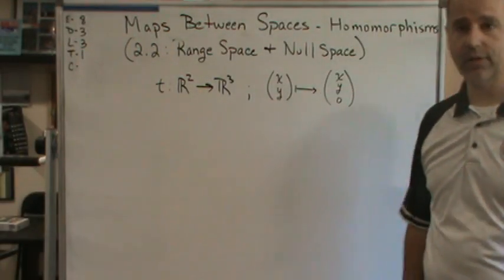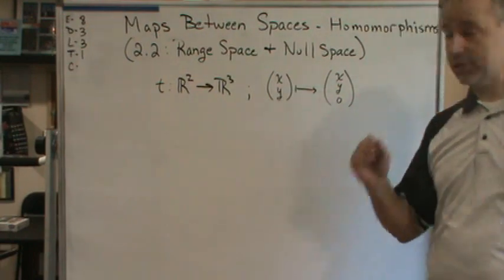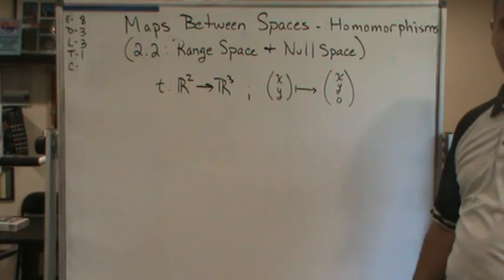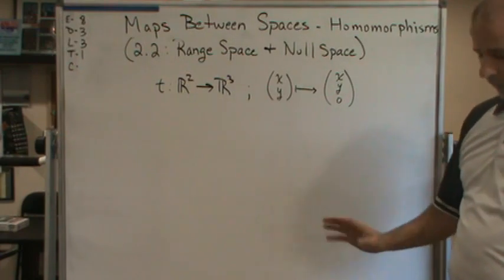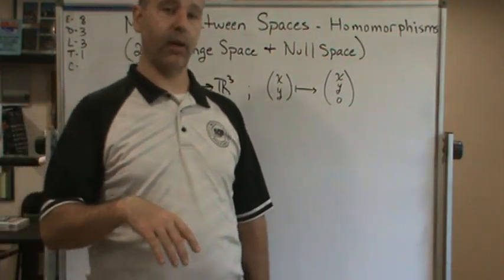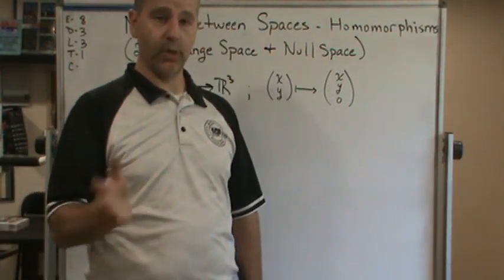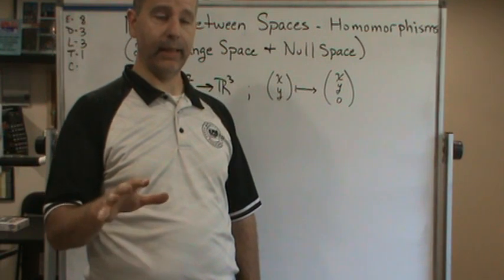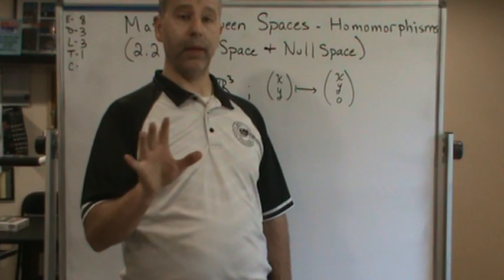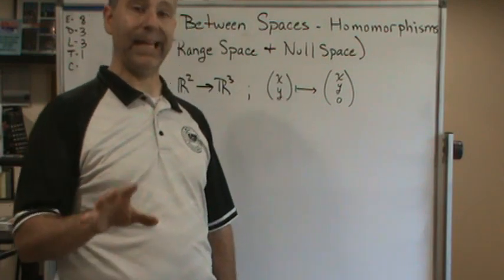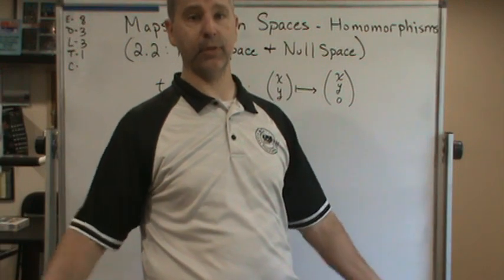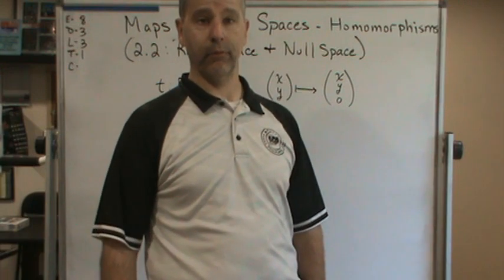Okay, so now we're going to start our next section or subsection, and that's going to be on the range space and null space. Okay, so we've noticed in our discussions about isomorphisms and homomorphisms that they're similar, but they are different in that homomorphisms don't have as many restrictions. They don't have to be onto, and they don't have to be one-to-one, right?